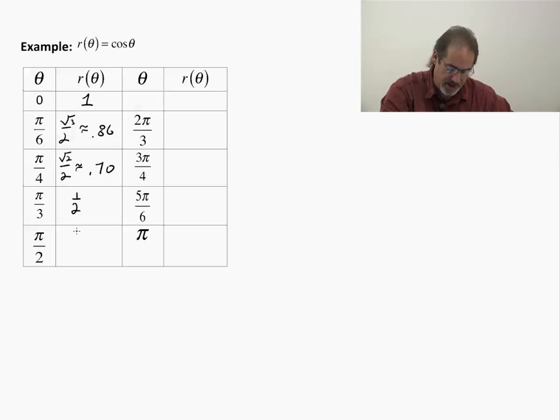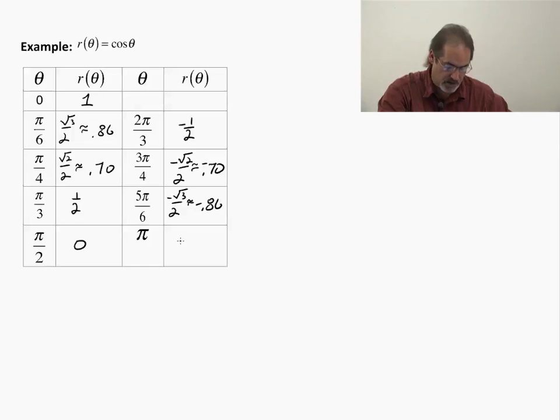Cosine of pi over 3 is a half. Cosine of pi over 2 is 0. Cosine of 2 pi over 3 is negative 1/2. Cosine of 3 pi over 4 is negative root 2 over 2, which is a negative 0.70-ish. Cosine of 5 pi over 6 is a negative root 3 over 2, which is approximately negative 0.86. And of course, cosine of pi is negative 1. So with this, we can take a look at the graph and see what it's going to be like.